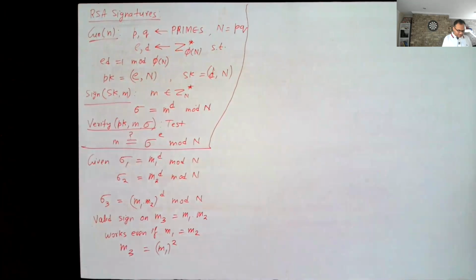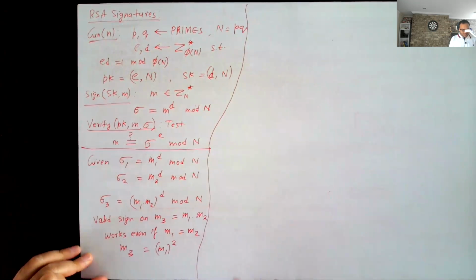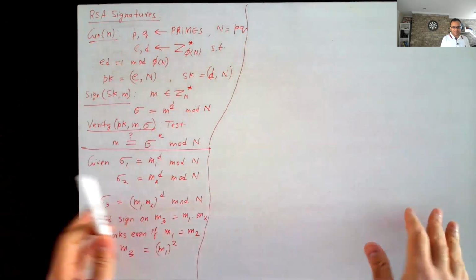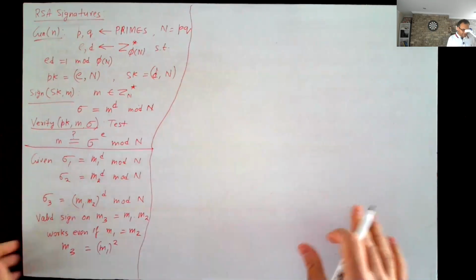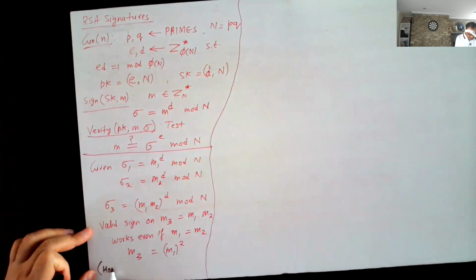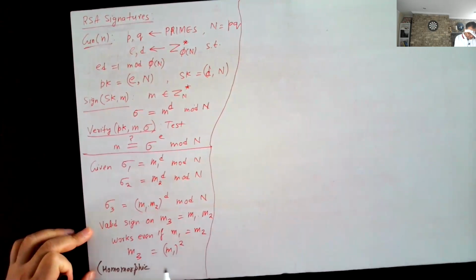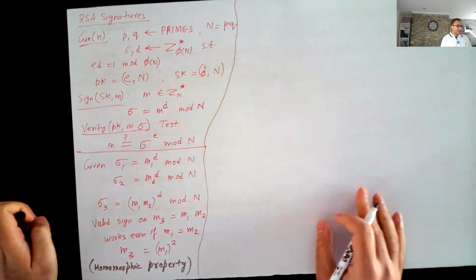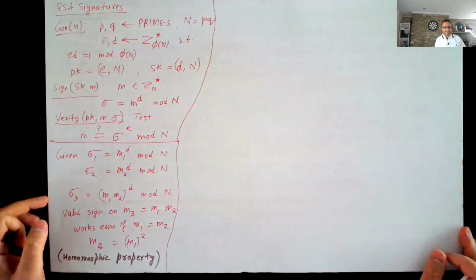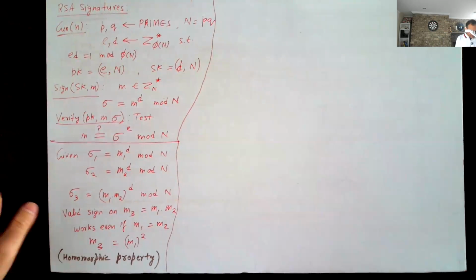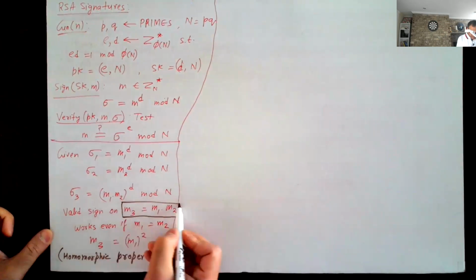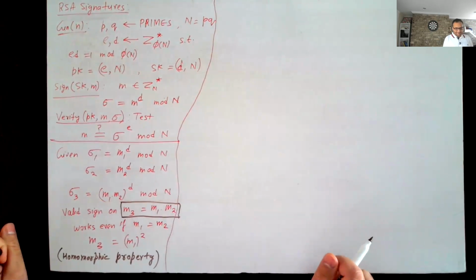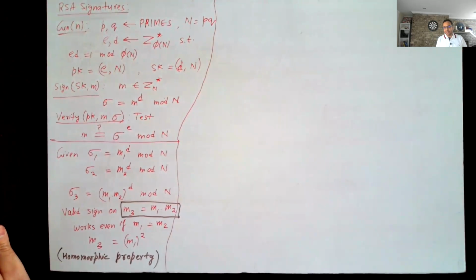So now the question is, how do we fix this problem? And this is why we say that textbook RSA is completely insecure. We should never even think about using it. And as I said before, this is known as the homomorphic property of RSA. Okay, so how do we fix this problem? Let's look at this equation. Let's hash the message before you sign it, and let's see what happens in that case.